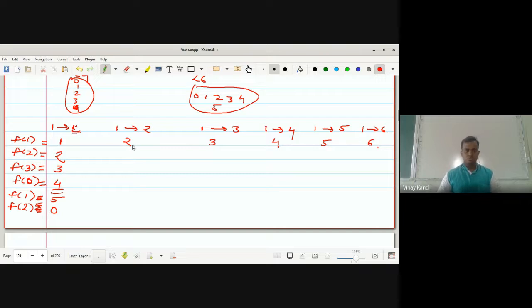Now 1 maps to 2. F of 2 is f of 1 plus f of 1, that is 2 plus 2, 4. 4 addition modulo 6, 4. Okay. F of 3, म्हणजेच काय, f of 1 plus f of 1 plus f of 1, that is 3 plus 3 plus 3, 9. 9 addition modulo 6, 3.